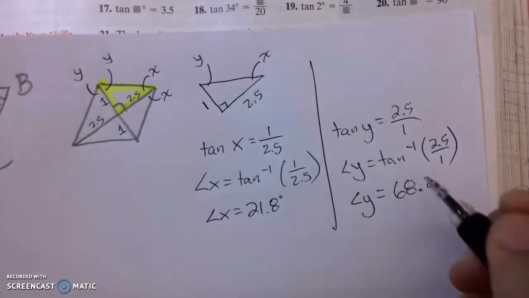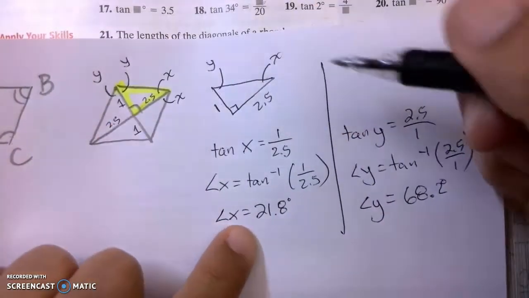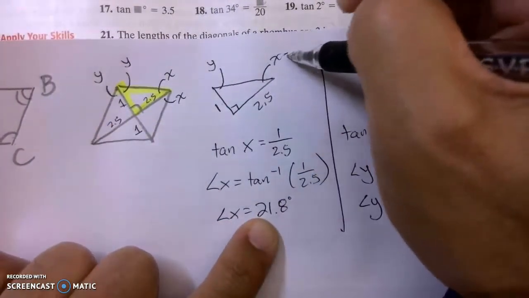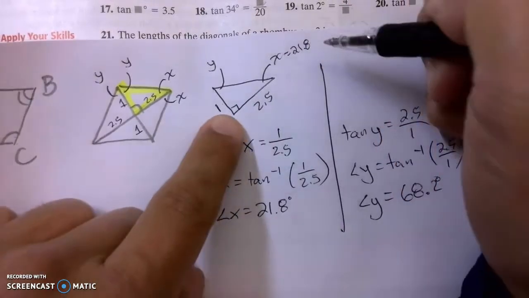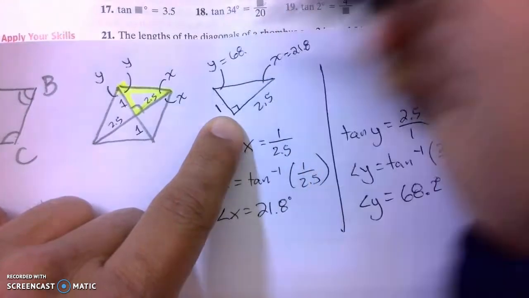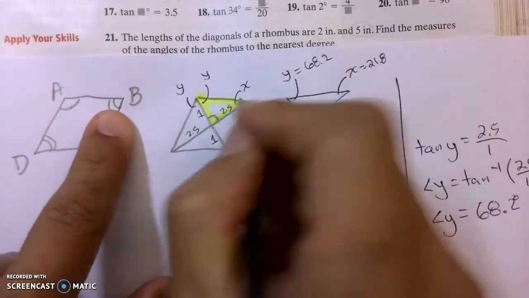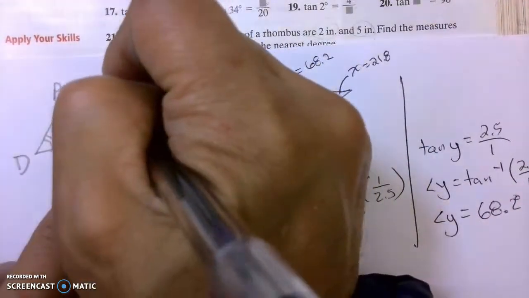Well, we really didn't need to go through this whole process here because we should know all triangles add up to 180. If this is 21.8 and this is 90, we can subtract it all from 180. This would be 68.2.